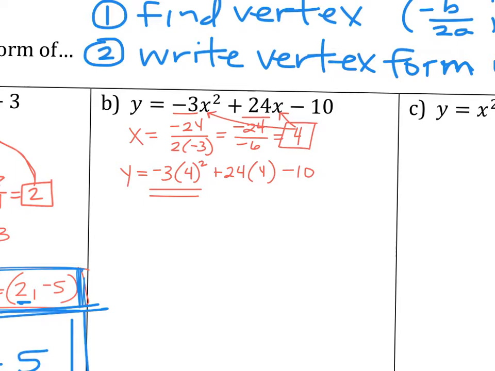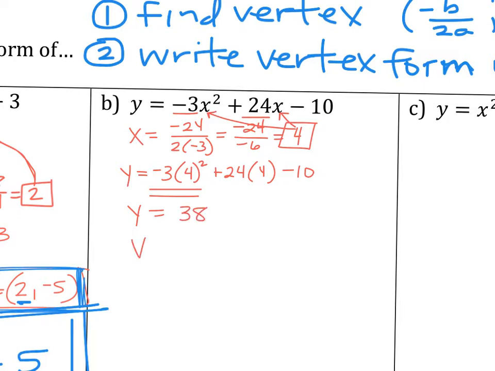So if you go negative 3 times 4 squared plus 24 times 4 minus 10, you should get 38, and that is what we got. So if you want to just plug that into your calculator, just make sure you plug it in how you see it, okay? So y works out to 38.